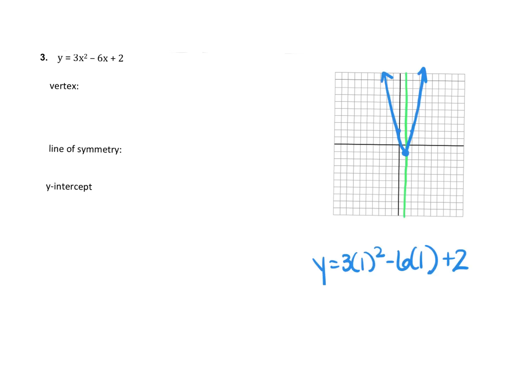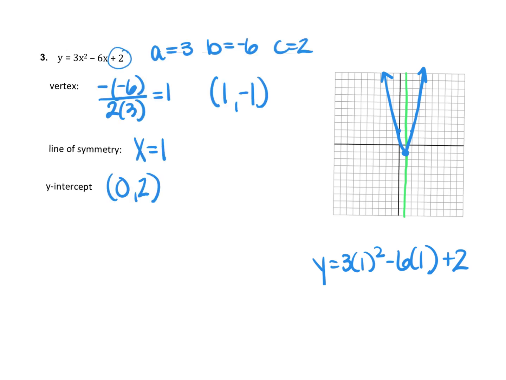All right, so the first thing I did is I identified the A, the B, and the C. And then I plugged it into the vertex formula, which is -b over 2a, and that equals 1. And then I plugged it back into the equation and got that the y value is equal to -1. And then identified the line of symmetry as x equals 1. The y-intercept, remember you guys, is the number without the variables. So our y-intercept is (0, 2), and then I went ahead and graphed the equation there.